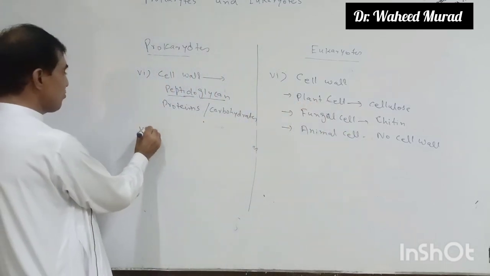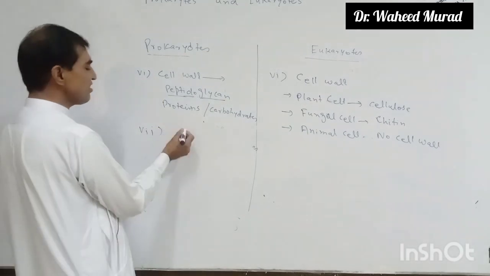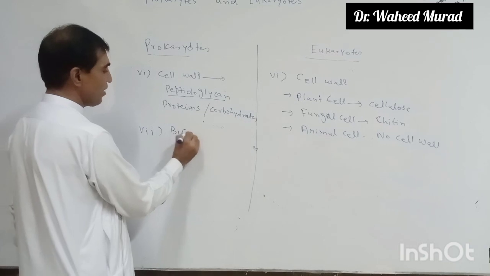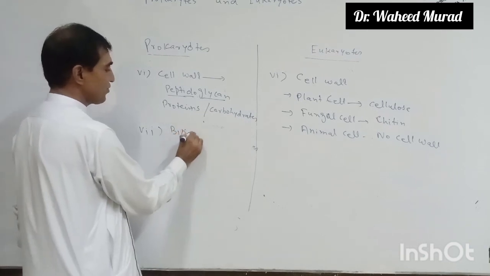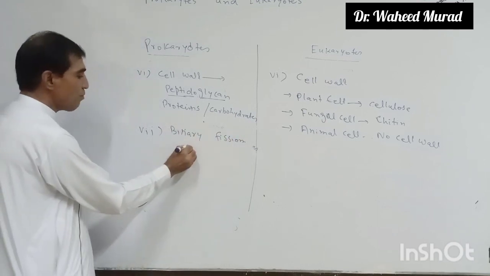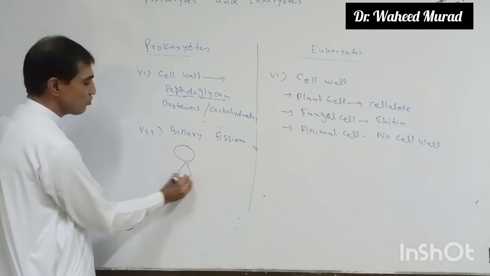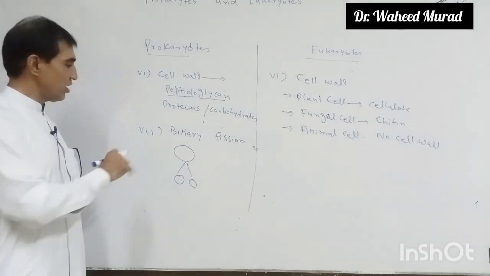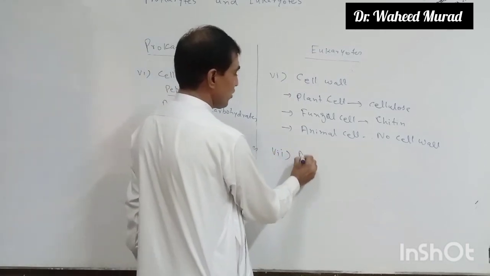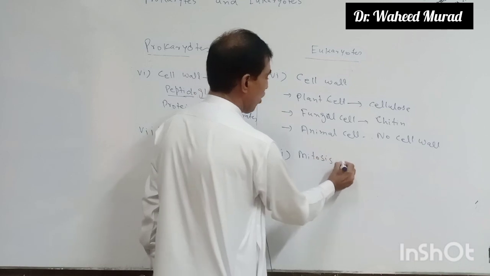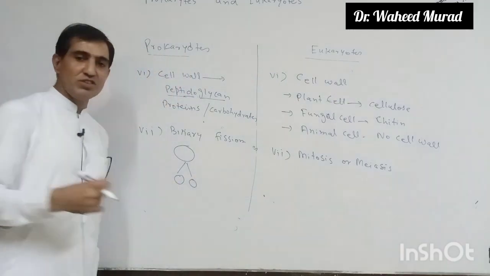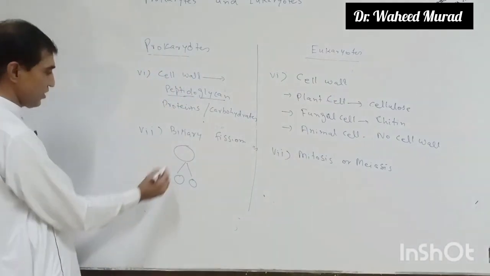Next difference between the prokaryotic and eukaryotic cell, that is reproduction, that is cell division. Here the common cell division is binary fission. Binary fission is a simple process in which a parental cell divides into two daughter cells. While here in eukaryotic cells, the reproduction takes place through mitosis or meiosis. Both are complex processes. So this is another difference.